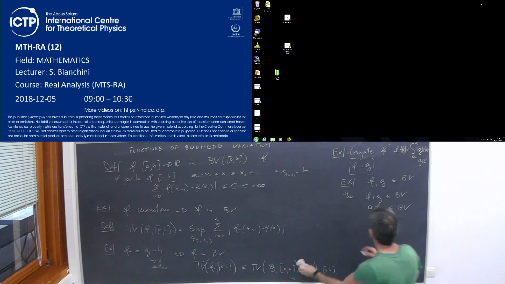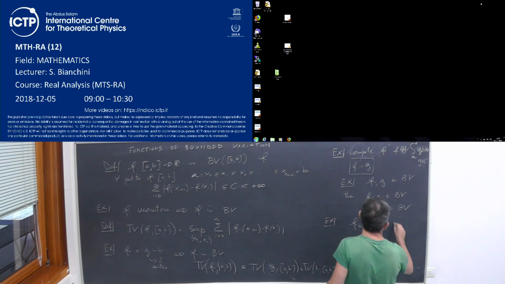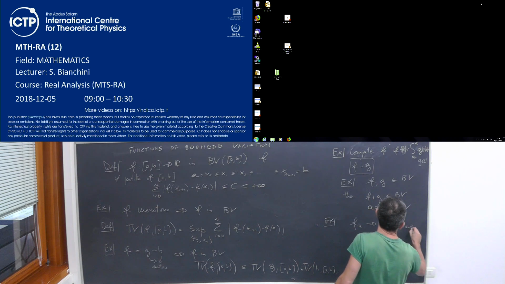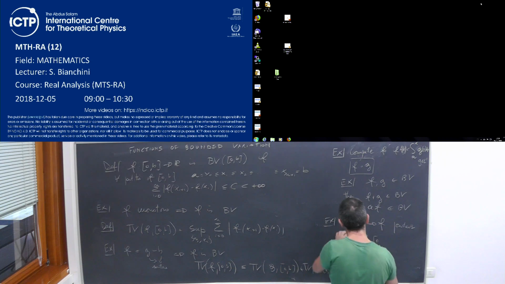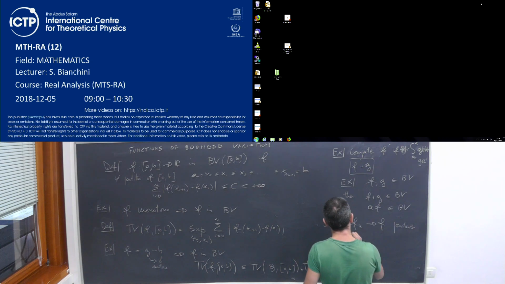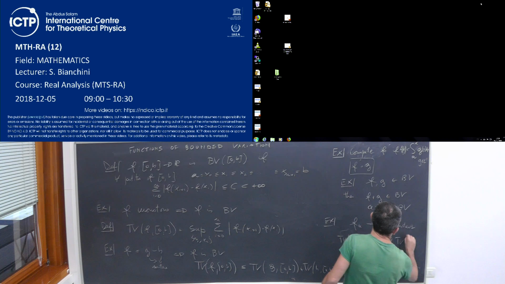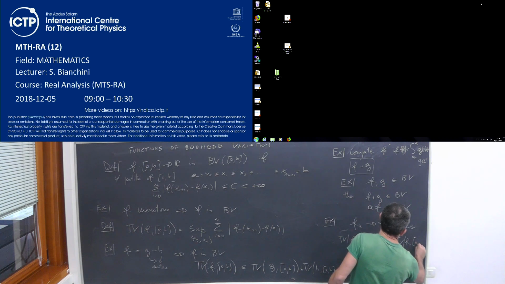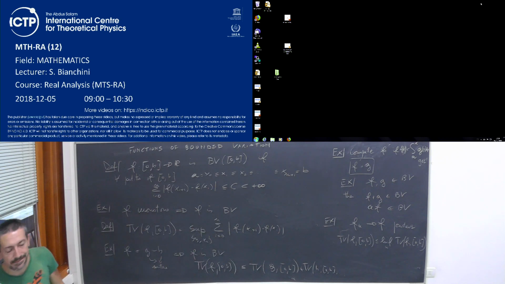So another exercise is: Fn converges to f pointwise. The total variation of f is less or equal than the limit of the total variation of Fn. Why is that so?